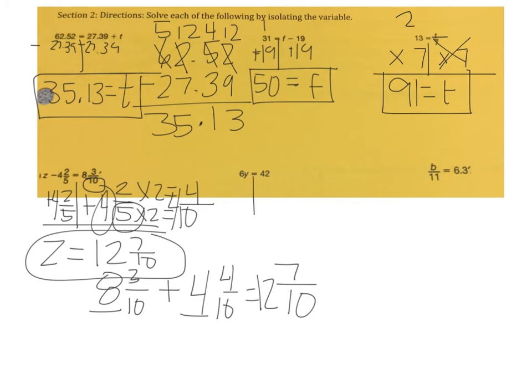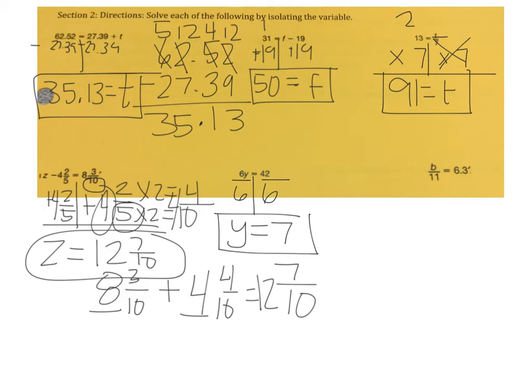All right, I'm going to draw my balance again. I want to isolate y. I notice that that operation is multiplication, so I'm going to divide by 6 because that's the inverse operation. I'm going to do it to both sides. So y equals 42 divided by 6 is 7, so y equals 7.